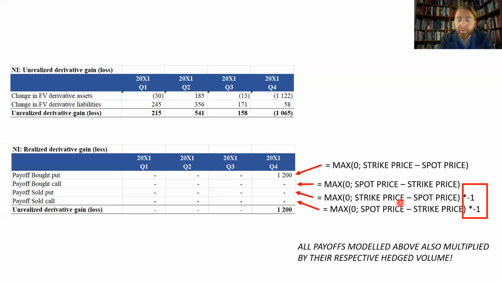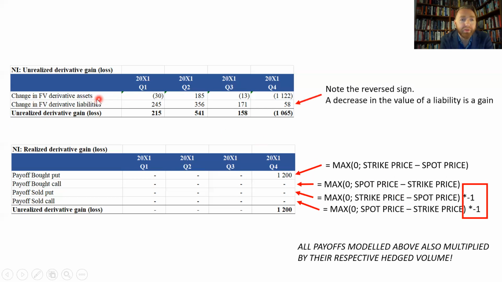And that goes for changes in derivative assets and liabilities as well. Because, for example, here, if you have a derivative liability that decreases in value, as it does here for us, the call option is gradually losing its value, that's a gain to us. Whenever a liability is decreasing in value, that's a gain. So we need to have that reflected in the sign here in the income statement.